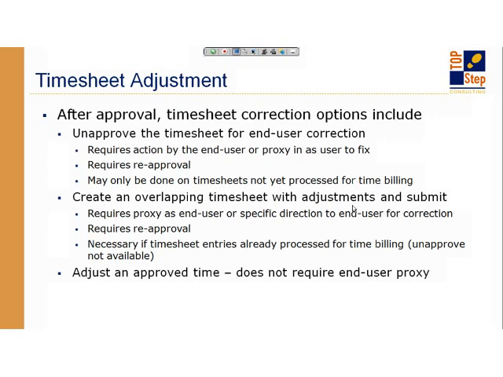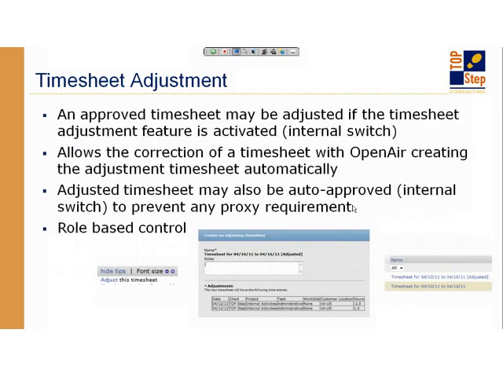The third option, however, which was introduced by OpenAir, is called a timesheet adjustment. And the beauty of this feature is it does not require any proxy. So for those of you who have a huge proxy table because you're having to deal with timesheet corrections all the time, this will be a huge time savings for you. The timesheet adjustment feature is an internal switch that you can have OpenAir support turn on, and it's something that you can control at the role level. So not everyone would be able to do a timesheet adjustment. You can make that be for local admins, finance, managers, and so forth.